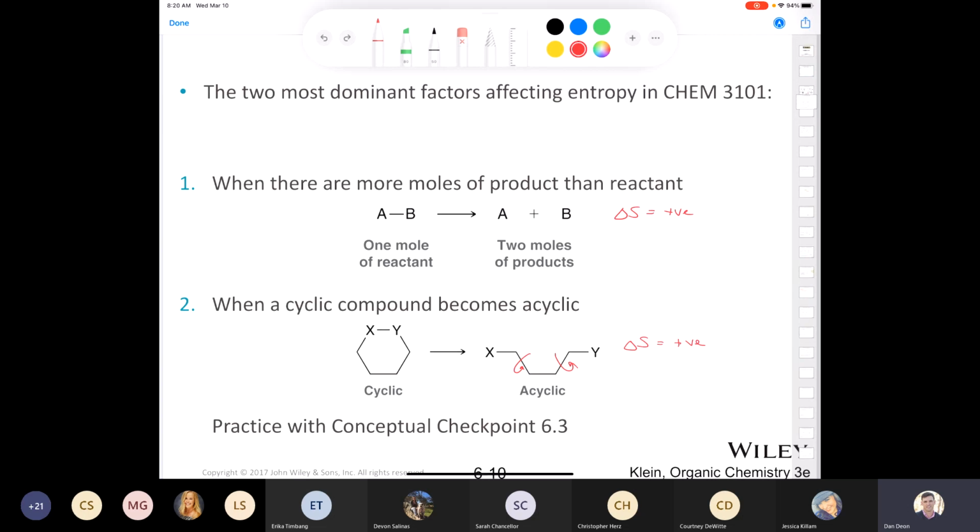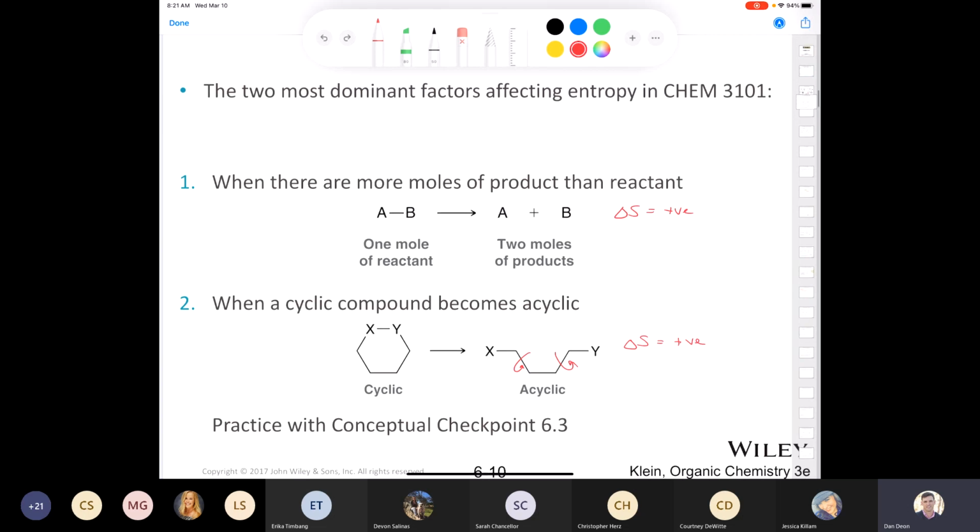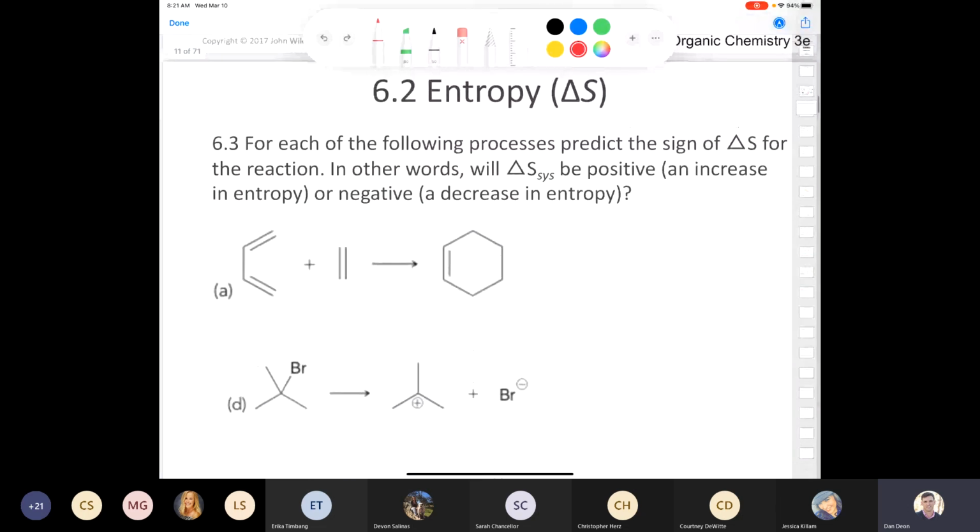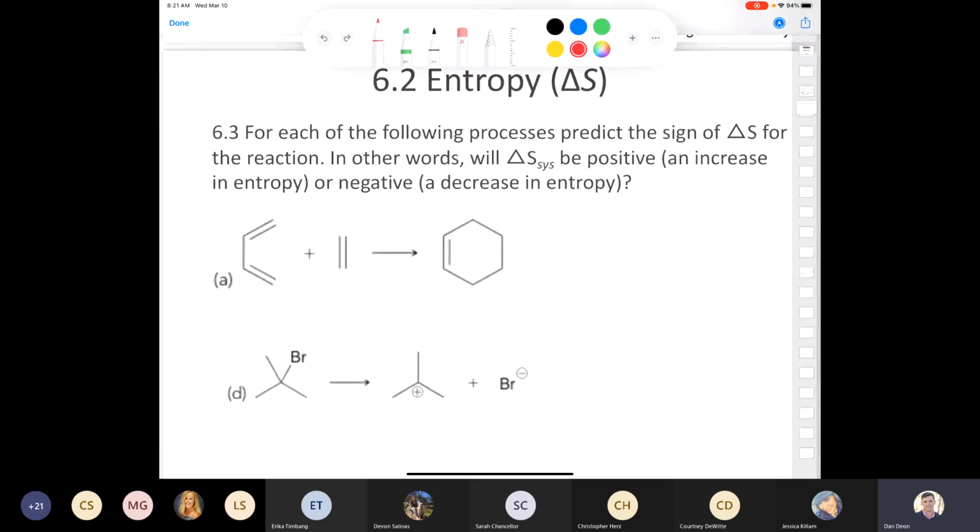And you can see how I could ask a question about this really easily on a quiz. Something like this: for each of the following reactions, predict the sign of delta S. In other words, will the delta S for the system be positive? Remember that when we say system, system is the same thing as your reaction. If I look at A, could anybody tell me, would the delta S of my system be positive or negative in this case? And it's not a trick question.